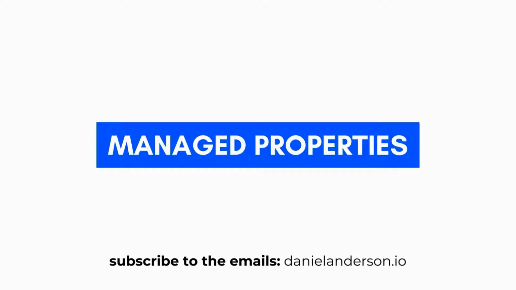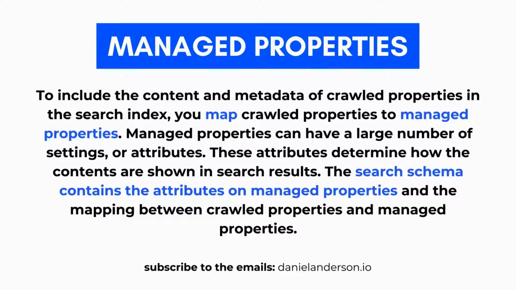There's crawled properties where they're initially created from the metadata and extracted from the content. We need to map those and associate those to what we call managed properties. Managed properties can have a larger number of settings and attributes, and these attributes can determine how the contents are shown inside of our search results. So the search schema also contains those attributes of the managed properties and the mapping between those crawled properties as well.